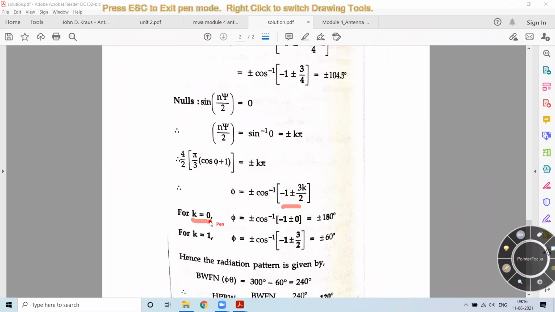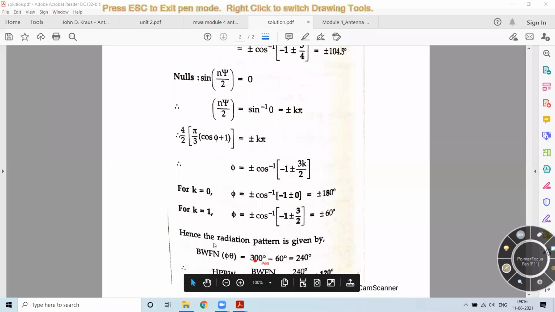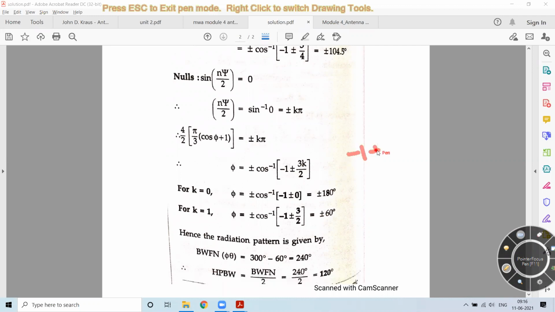When I substitute k is equal to 0, I obtain phi as plus minus 180 degrees. When k is equal to 1, when I simplify this parameter, I'll be obtaining it as plus minus 60 degrees. Now if I substitute k is equal to 2, it will be minus 1 plus 3, since 3 into 2 divided by 2 gets cancelled. So this will be equal to 2. And I don't have cos inverse of 2, because it is going out of range. This is greater than 1, so I cannot have cos values.